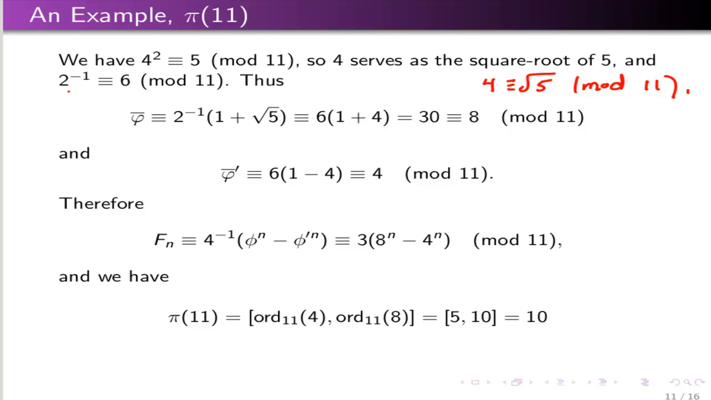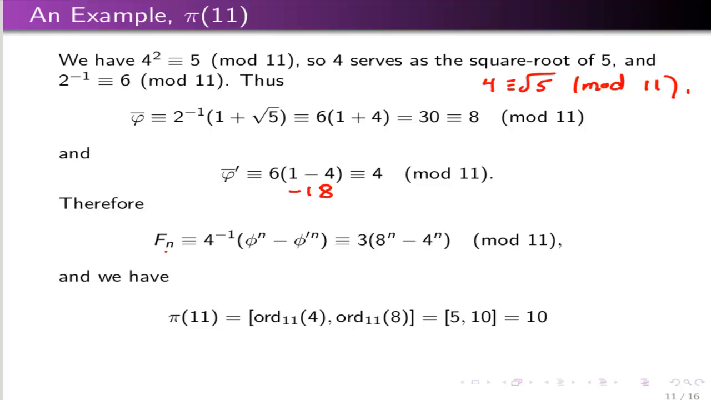And the inverse of 2 is 6. 6 times 2 is 1 mod 11. So phi bar, the golden ratio mod 11, looks like this, which will be congruent to 6 times 1 plus 4, which is 30, and 30 is congruent to 8 mod 11. So phi bar is just 8, and its conjugate, we would look at 6 times 1 minus 4, which is negative 18, which is minus 7, which is 4 mod 11.